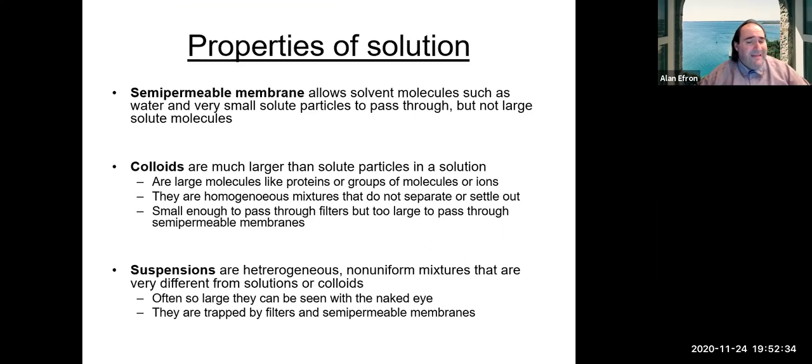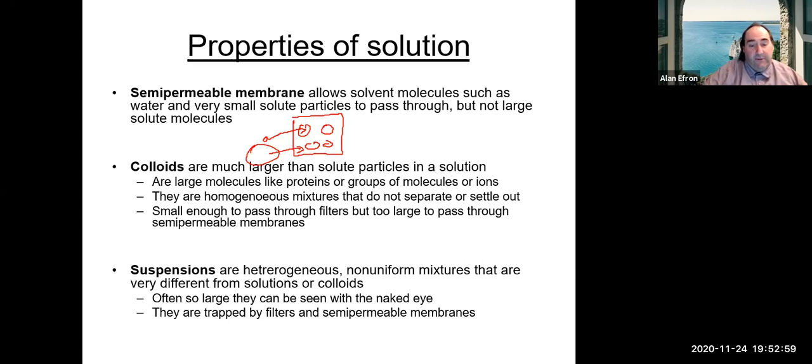Sometimes we do have a semi-permeable membrane, like in cells. For lack of a better description, it's something that has really small holes in it, and these holes allow certain size molecules to pass. Things that are too big obviously aren't going to be able to pass through to the other side.